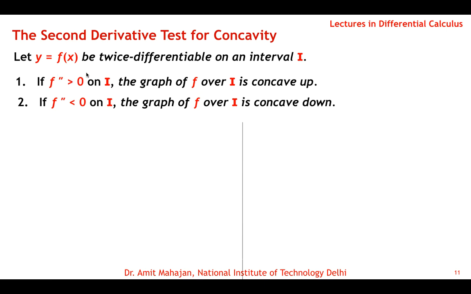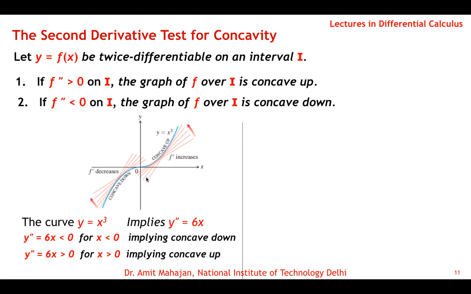Okay, the second derivative positive in an interval simply means that the first derivative is increasing on this interval, which by definition says that it is concave up. Okay, and second derivative negative in an interval means that the first derivative is decreasing on this interval, which means that the function is concave down. Okay, by definition.